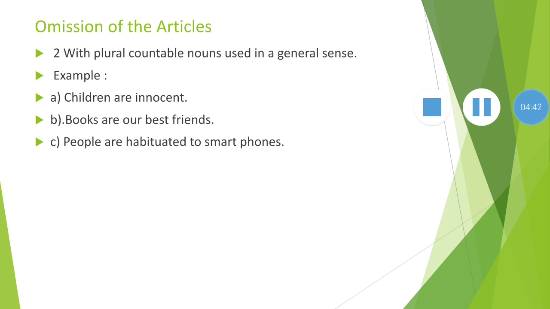Here in the example, books are also a countable noun, but books is also a plural countable noun. That's why we do not use an article in this example. People are habituated to smartphones. We know that people is used as both singular and plural, but here in this example, people is a plural countable noun. That's why we do not use any article. So when a plural countable noun is used in a general sense, we delete the article. We do not use any article, a or the, before the noun.